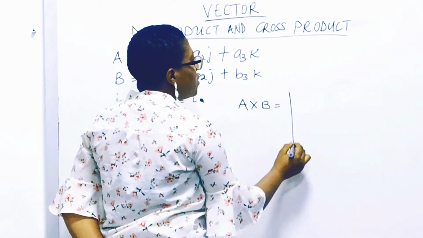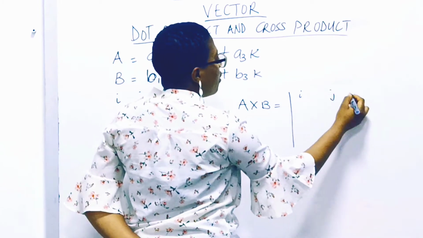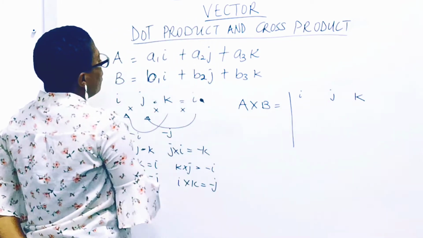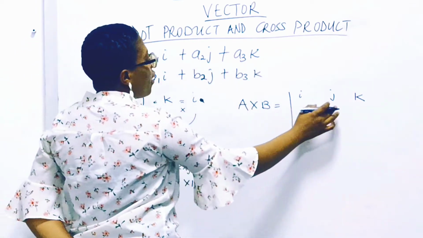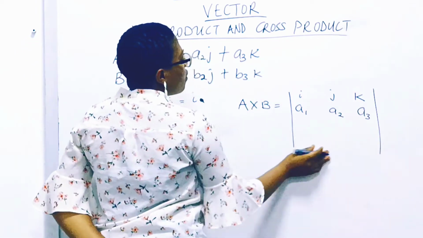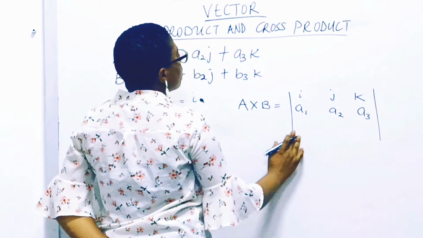It is simply the determinant of the matrix I, J, K. I'm doing A cross B, so the matrix A, I'm going to put here. I have A3, considering the coefficients of the matrix.